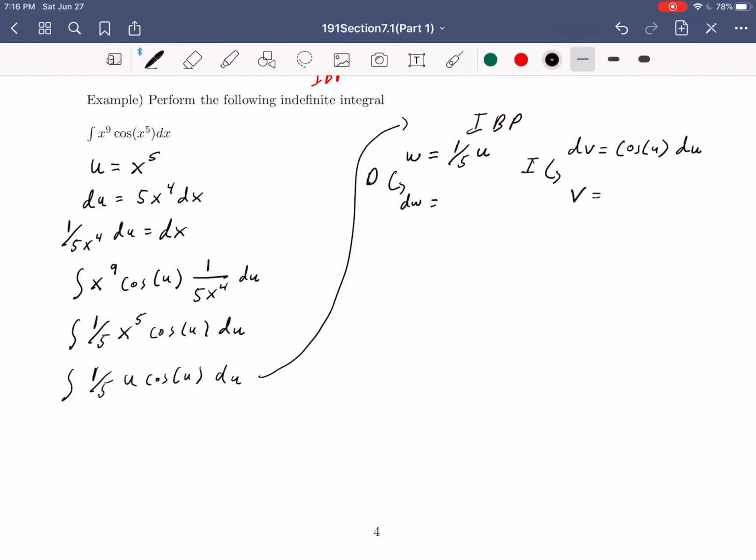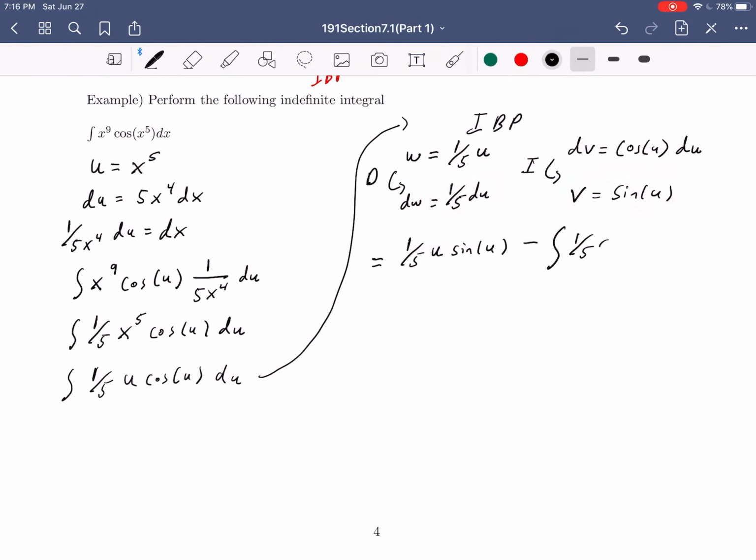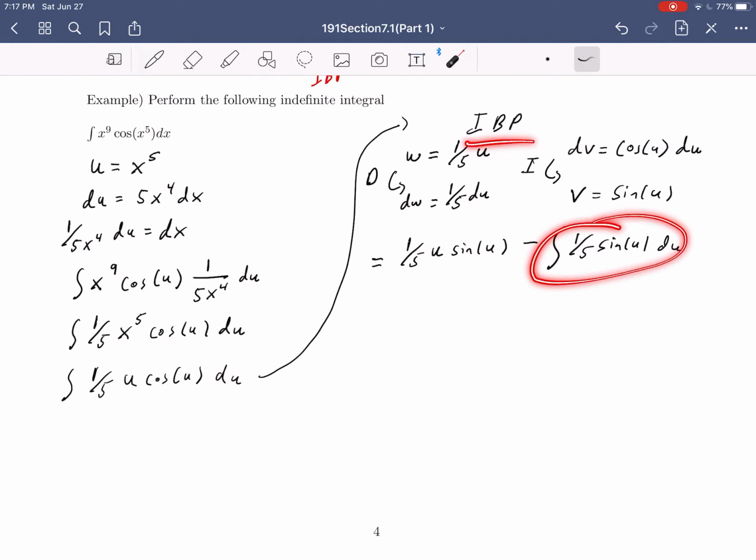Differentiating that 1/5 u is going to give us a 1/5 du. And integrating that cosine u is going to give us a sine of u. So we then should have our wv, so that'll be 1/5 u sine u minus the integral of that v dw, which is going to be 1/5 sine u du. As always, the integration by parts still results in another integral, but it is a simpler integral because it's just a constant and sine of u. We know how to integrate a sine of u, so we can go ahead and do that.